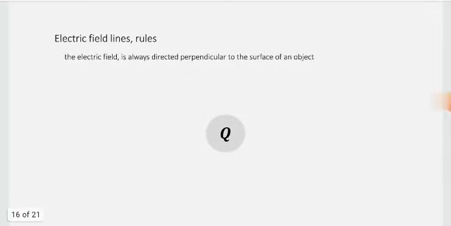The next rule is laging perpendicular sa surface yung pagdodrawing mo ng electric field line. That's why you don't see electric field lines like this. Parang paaraw yung nakikita mo, di ba? Because it should be drawn perpendicular to the surface. How will you know that it's perpendicular like this, di ba?